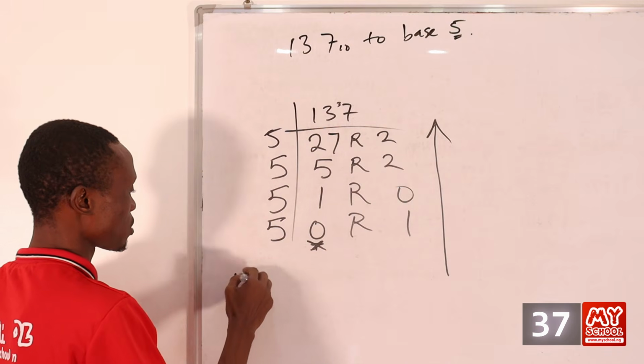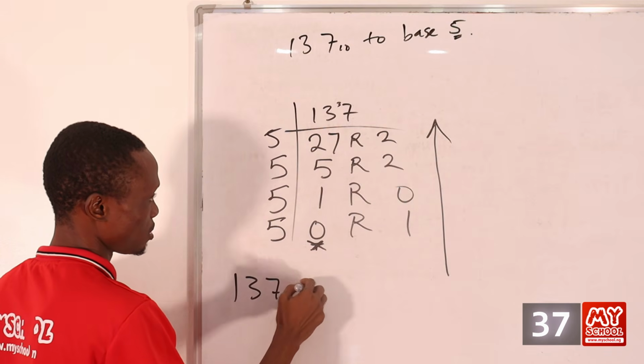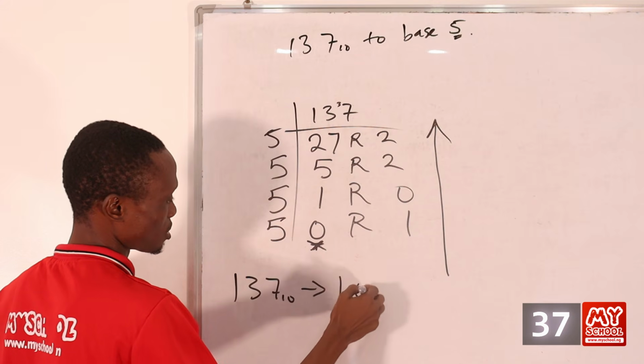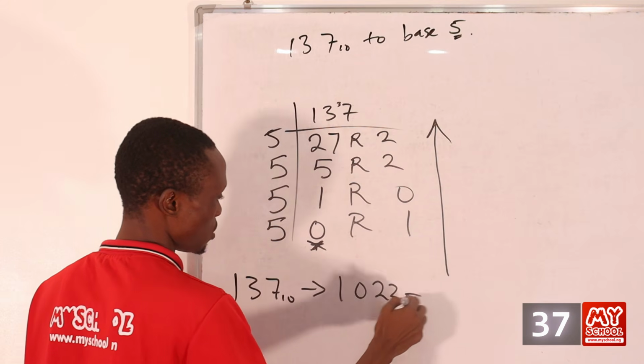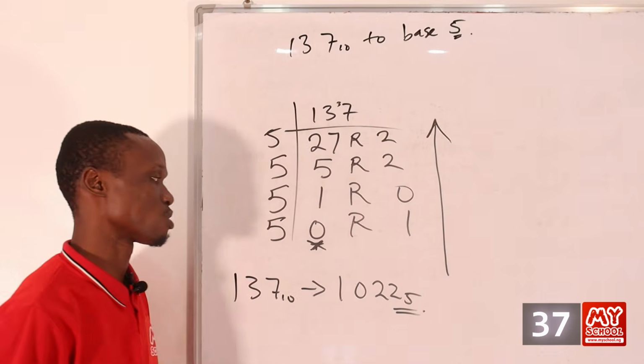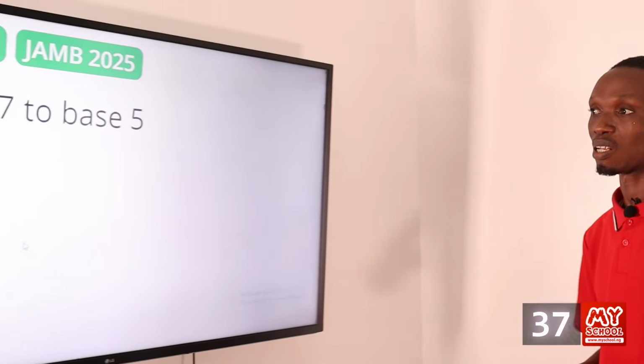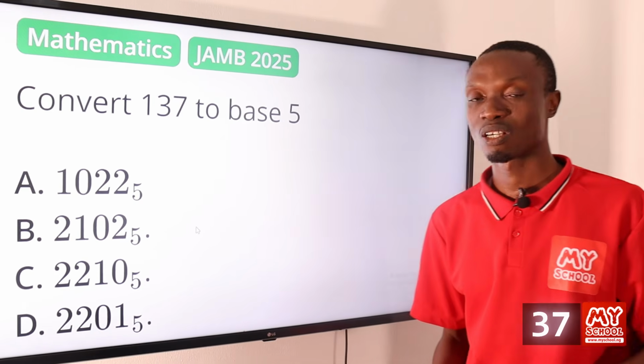So that 137 in base 10 is equals to 1022 in base 5. So let's return back to the screen to pick the correct answer to this question, and that is option A, 1022 in base 5.